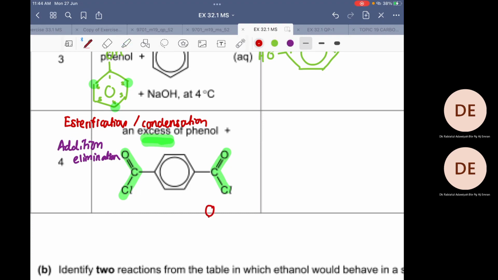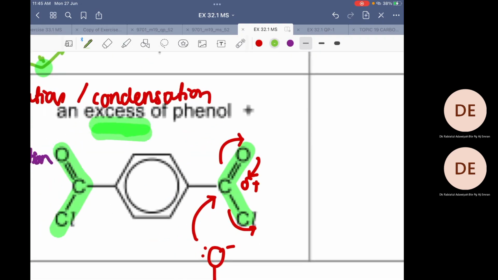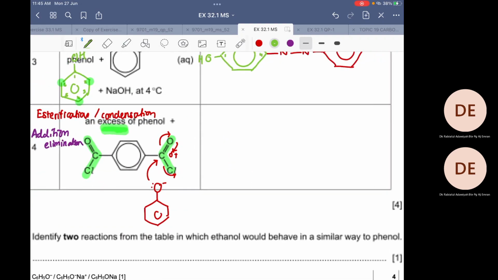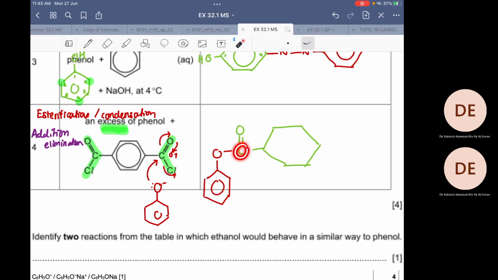So if I just show one, phenol acting as a nucleophile would attack the slightly positive carbon. They don't ask for the mechanism, but I'll just show you. The double bond breaks, the double bond reforms, and the carbon-chlorine bond breaks to form, let me try to color coordinate this. So we have that benzene ring in the middle. I'll start with the acyl chloride on the left. C double bond O, and that is where your phenol is. And that's an ester because COOC.